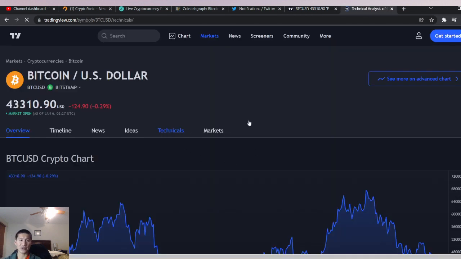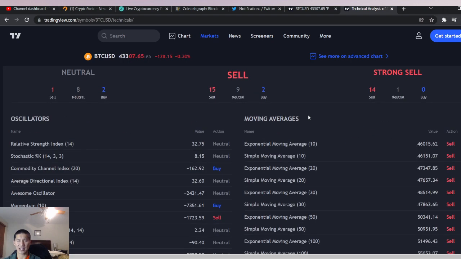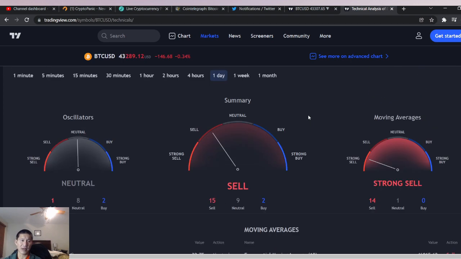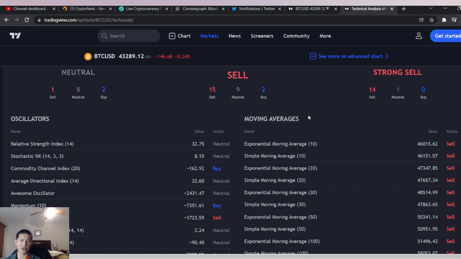If you look at the technicals, obviously today is going to make everything negative. It's all sell right now. I would say the oscillators on the daily are pretty much neutral. The commodity channel index is way oversold right now.